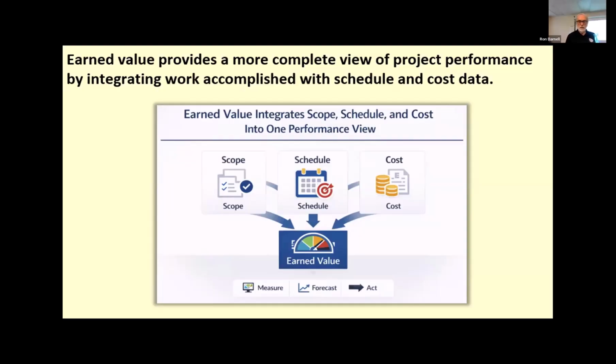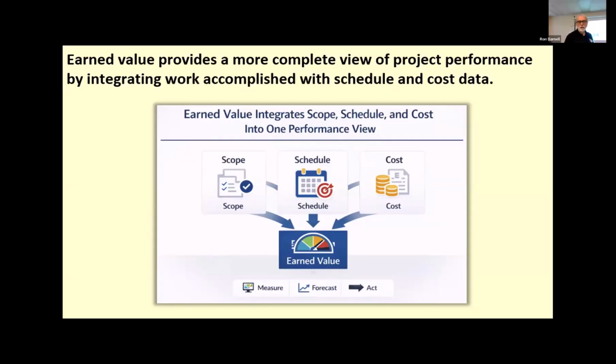Traditional cost tracking can tell us whether spending is high or low, but it doesn't fully explain whether the project is truly performing well. Earned value solves that problem by combining the three elements of scope, schedule, and cost into one measurement approach. So we're measuring all three using this approach. And when these elements are viewed together, project managers can interpret performance more accurately and identify whether the project is over budget or under budget, and behind schedule or ahead of schedule.